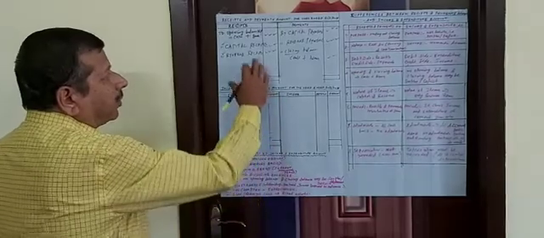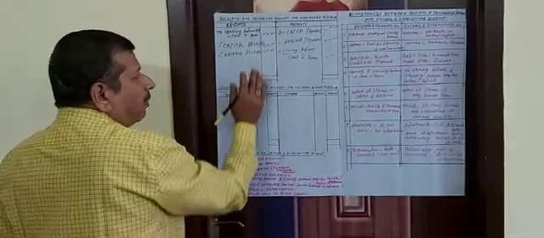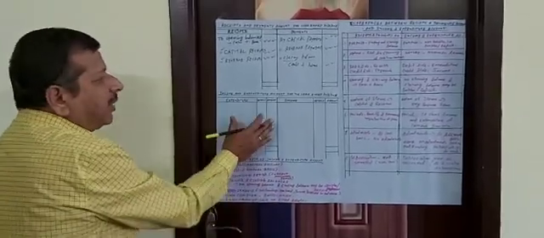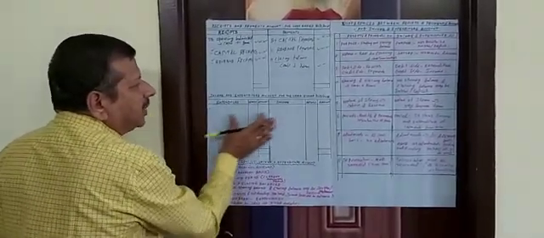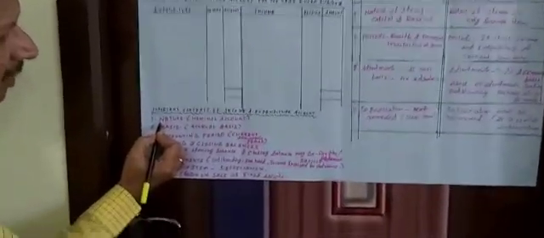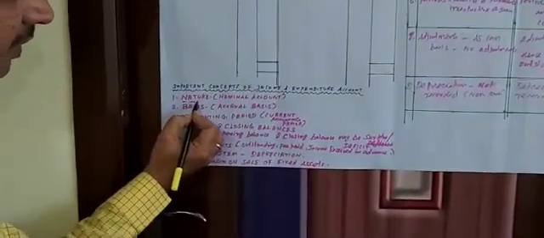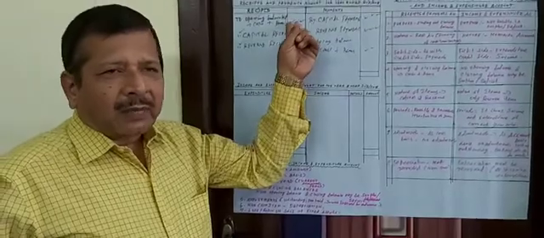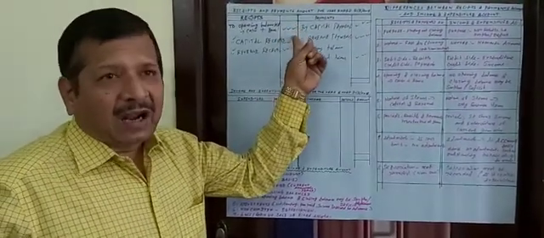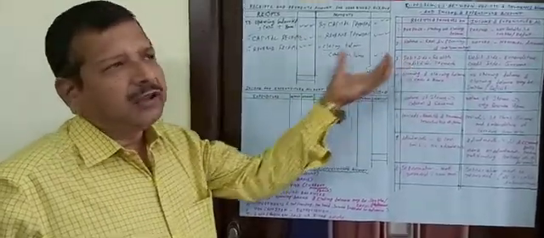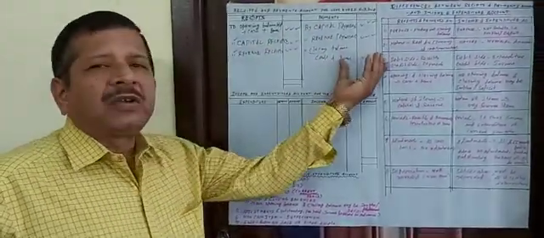Okay. So here, before I explain how to prepare, I will give some concepts about the income and expenditure account. Here I have written the important concepts of income and expenditure. The first one is nature. What is the nature of the receipts and payment account? The nature of the receipts and payment account is a real account. Real account means debit what comes in, credit what goes out. If money comes in, debit; money goes out, credit.